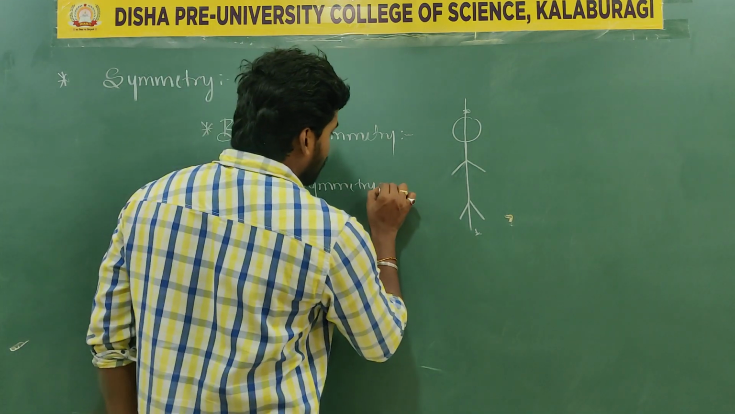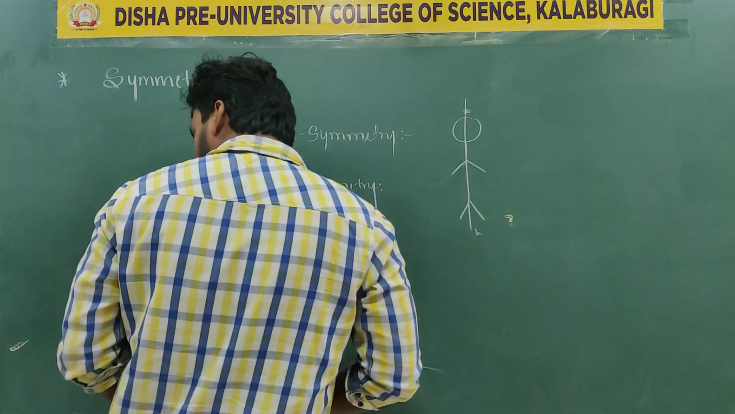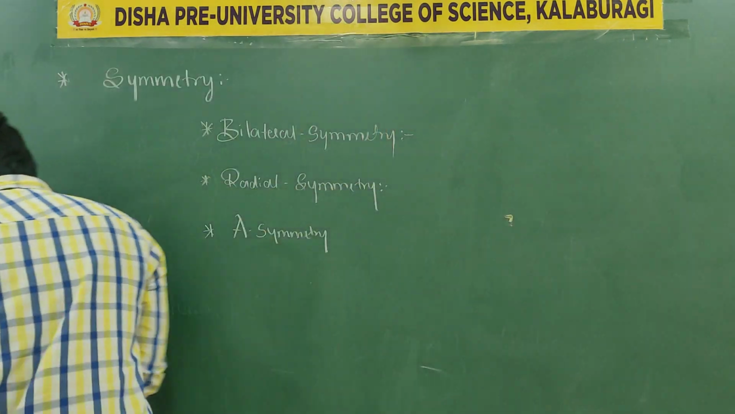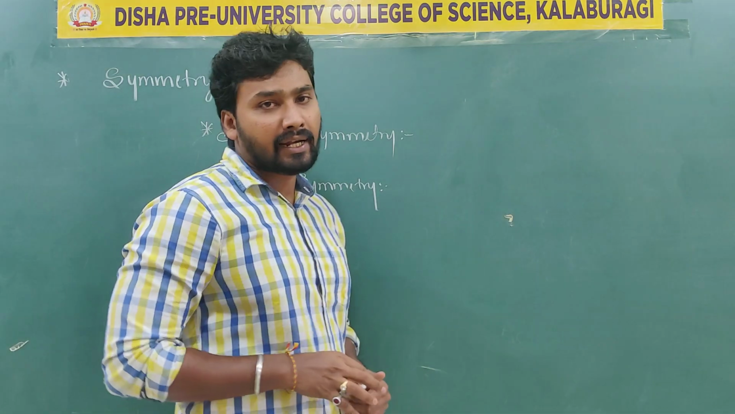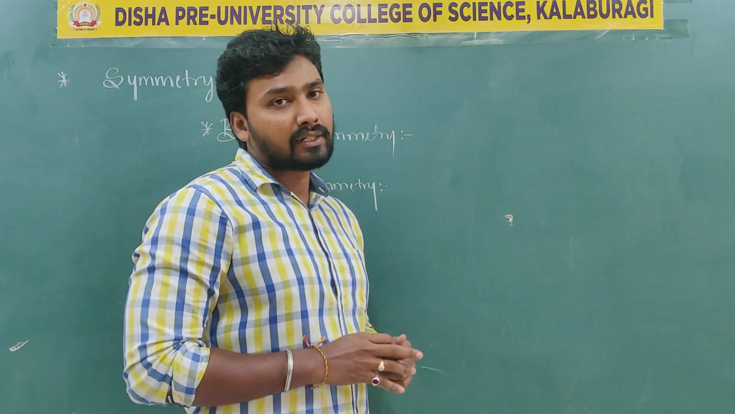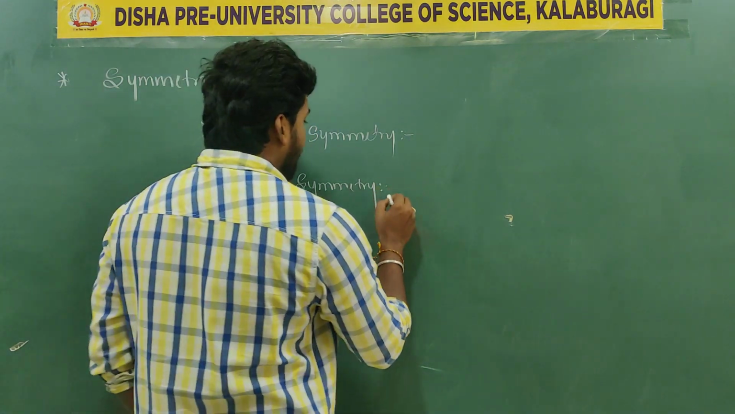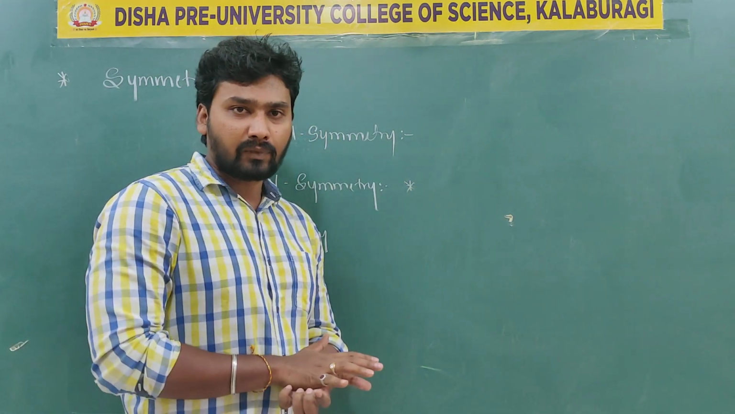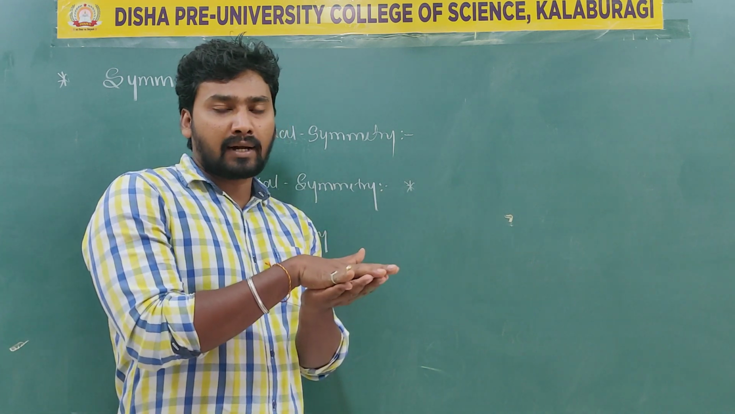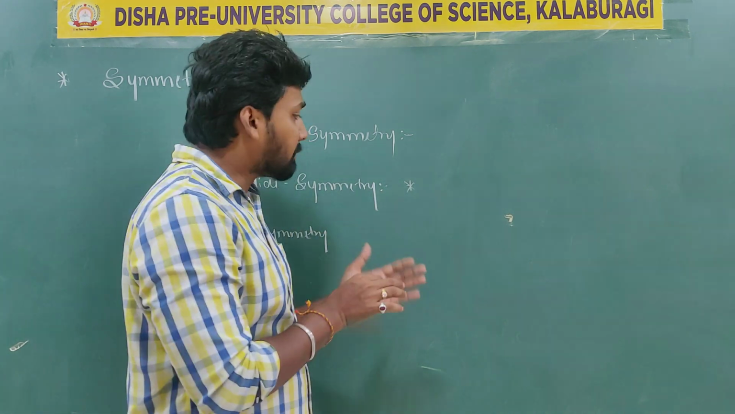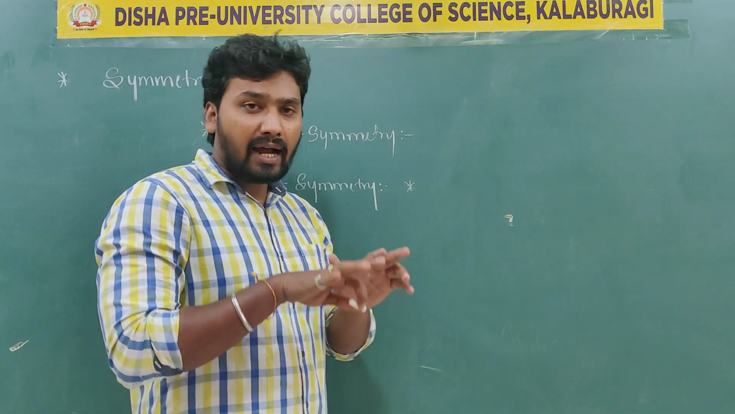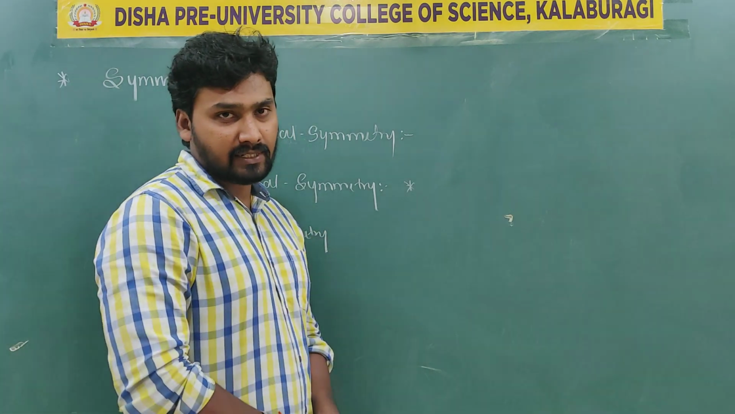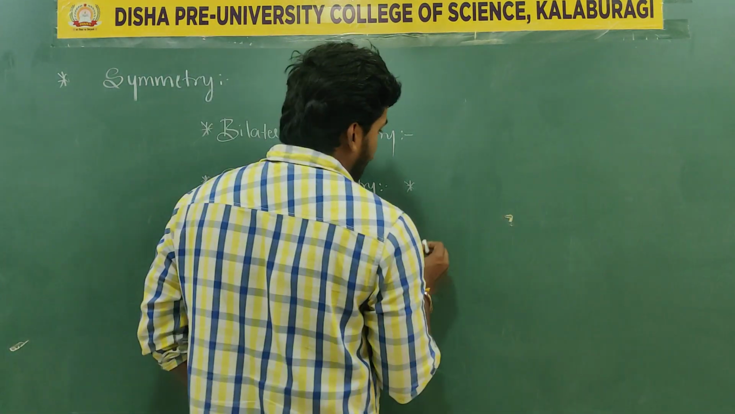Radial symmetry. This symmetry is studied for those organisms in which the plane passes through the radius and cuts the animal into equal parts. These are animals with a flattened body, with oral and aboral parts, where a plane passing through the radius divides the animal into two equal halves. That is said to be radial symmetry.